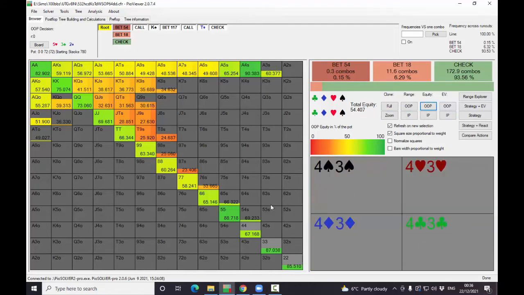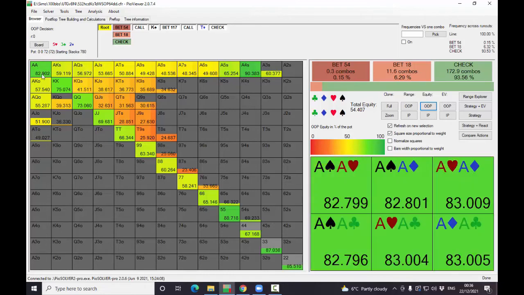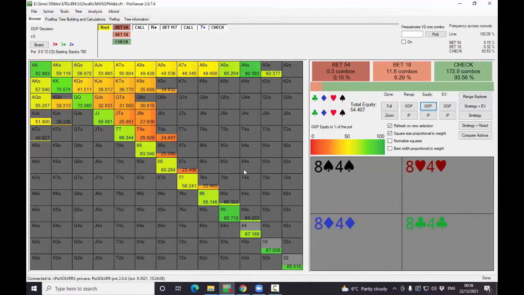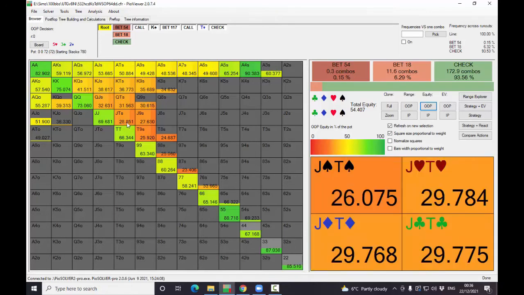If we look at the actual range, the number on each combo is the actual equity of that combo. So for example, if he has aces on this board, and again it goes to showdown, no more money goes into the pot, he's going to win 82.9% of the time. If he has pocket twos, he's going to win 85.5% of the time. If he has jack 10 suited, he's only going to win 28% of the time.